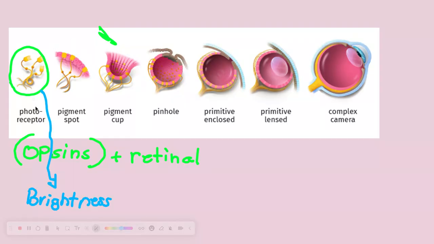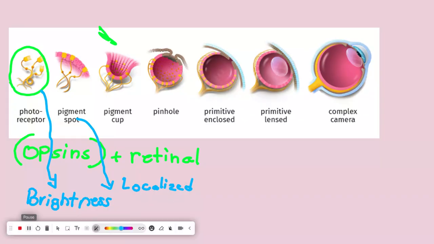So if we think about a photoreceptor for brightness, now the pigment spot was still doing brightness, but it's more localized. So it can give you more of a sense of where one thing is. It can give you an advantage. Not just brightness, but more localized brightness. And that's where we get the pigment spot.